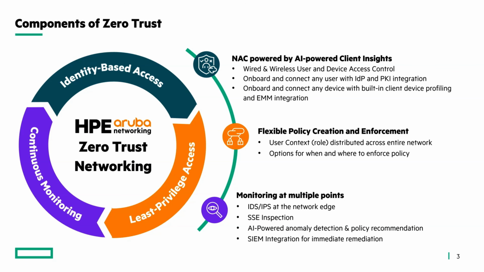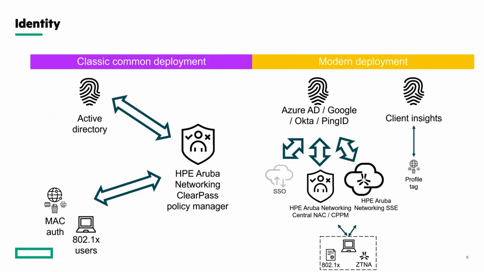And finally, continuous monitoring is handled by multiple systems. Central Client Insights, IPS/IDS at the edge, SSE traffic inspection, and direct integration with your SIEM to trigger remediation when needed. It's not just about enforcing a rule once, it's about constantly checking whether access still makes sense and taking action when it doesn't. So let's look at each pillar in more detail, starting with identity.